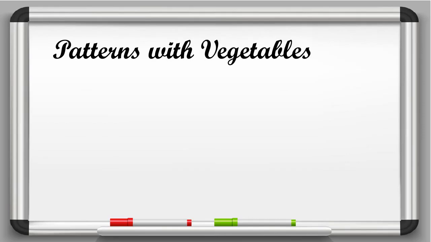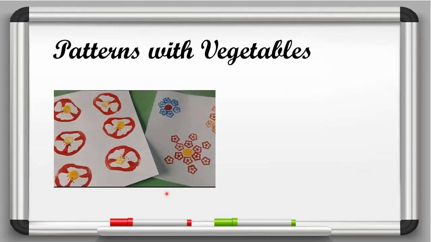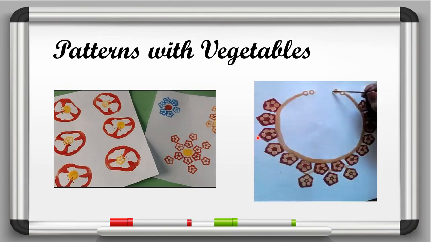But we can make patterns with the help of vegetables also. Okay, so let's see how. Here you can see these are the patterns made with the help of vegetables. This is the ladyfinger vegetable, okay, and this is the capsicum. So we can make patterns with the help of vegetables. And here again there is a necklace, and here we have made the pattern with the help of ladyfinger. Okay beta.